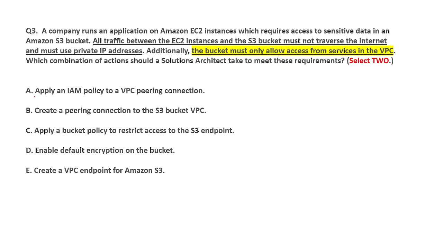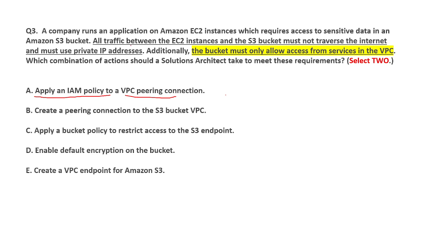First they are asking to apply an IAM policy to VPC peering. Okay, guys, everyone knows VPC peering is for connection between multiple VPCs. Like if you need to connect VPC 1 to VPC 2, you can use a VPC peering connection. So that time you require a VPC, and an IAM policy is again a different entity. So there is no relation here. We are not going to choose it.